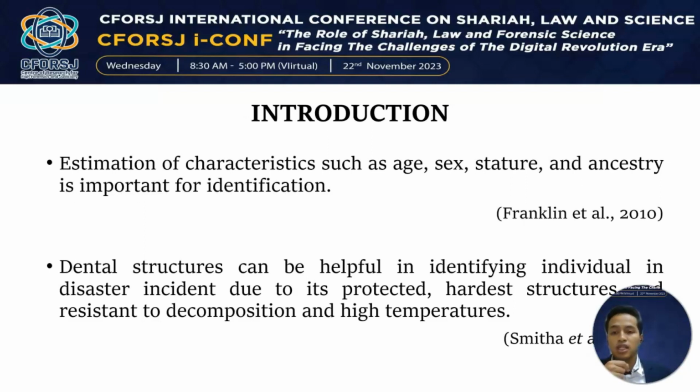For your information, estimation of characteristics such as age, sex, stature, and ancestry is important for identification. For example, we use the dental structure because it can be helpful in identifying individuals in a disaster incident, due to its protected, harder structure and its resistance to decomposition and high temperature.